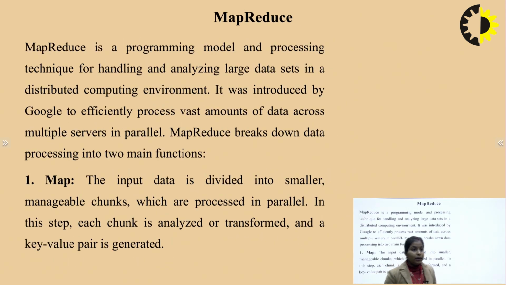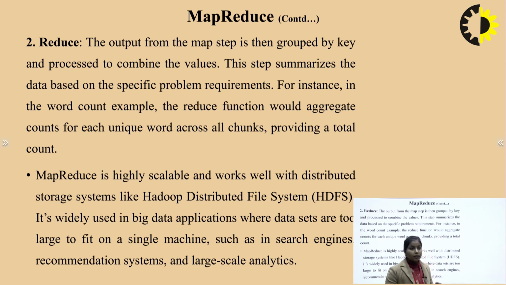In map, the input data is divided into smaller manageable chunks which are processed in parallel. In this step, each chunk is analyzed or transformed and key-value pairs are generated. Now the next part is reduce. Map takes the input data, and reduce produces the output data.